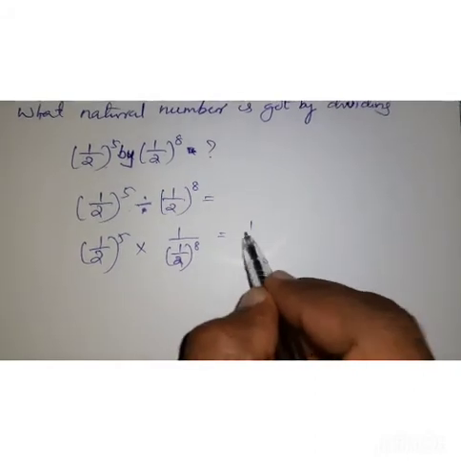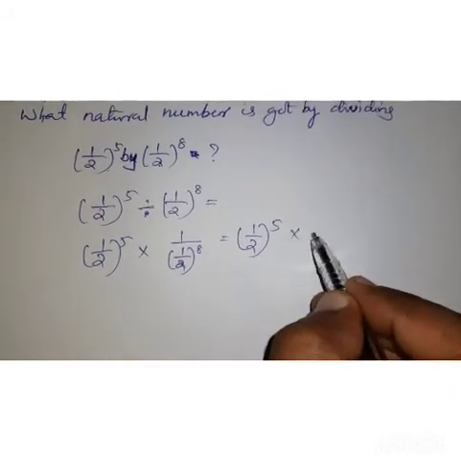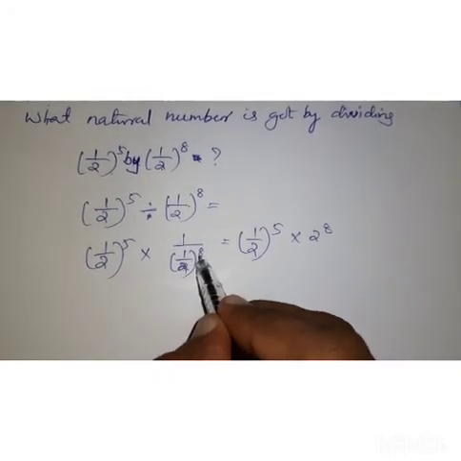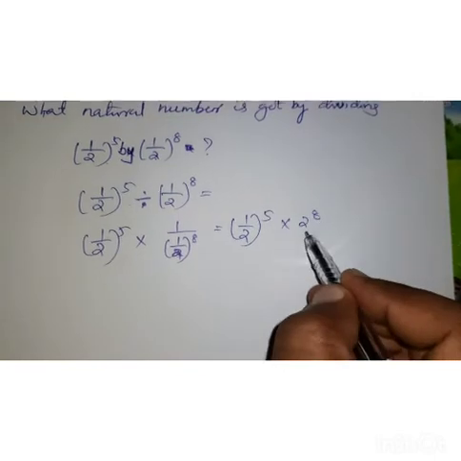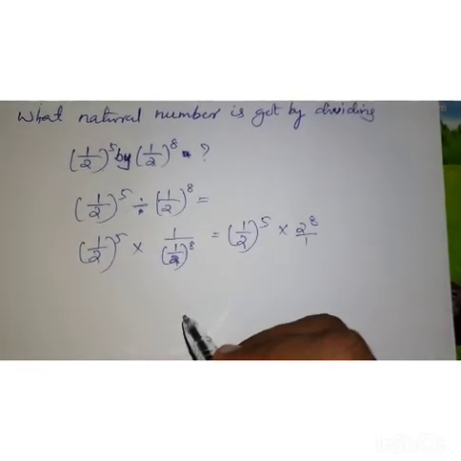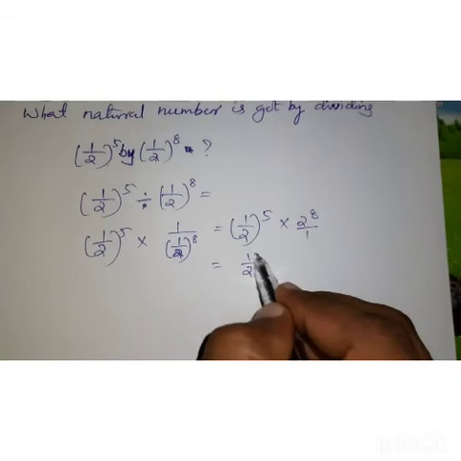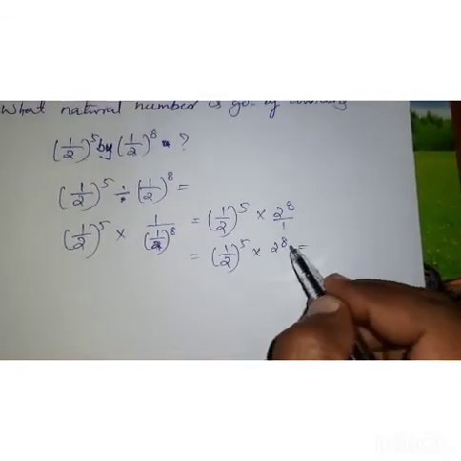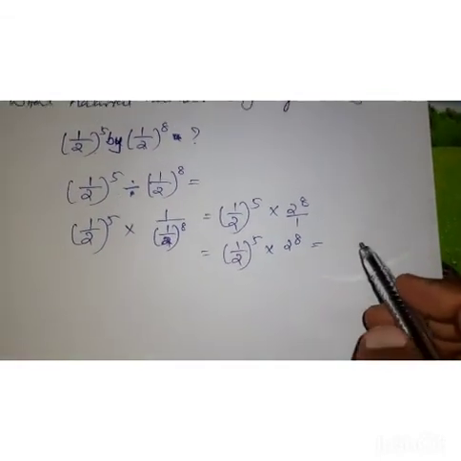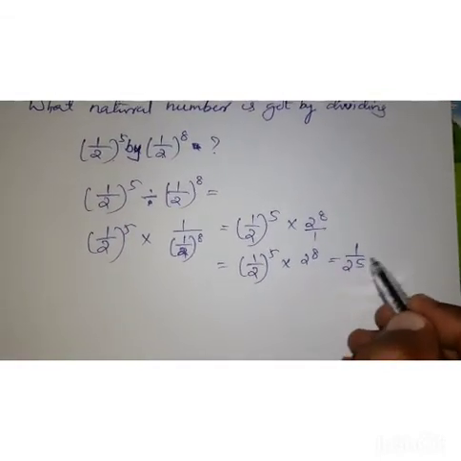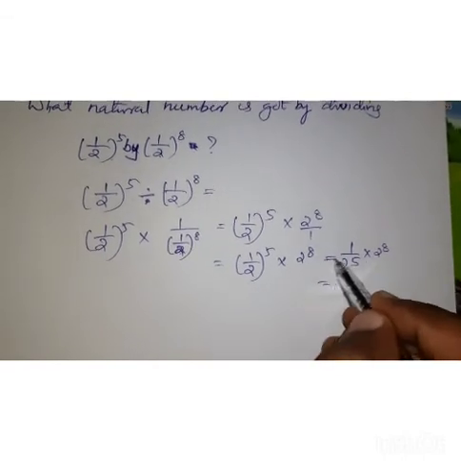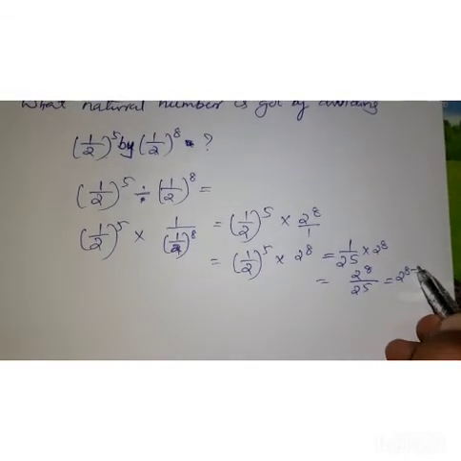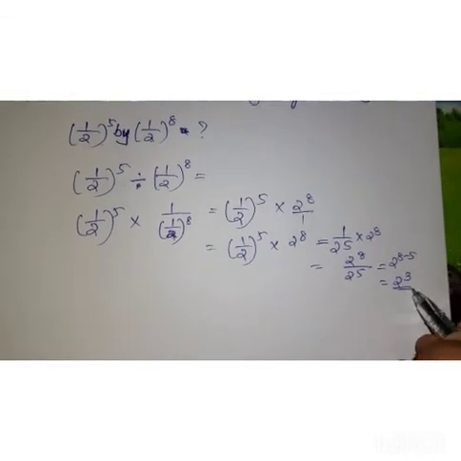So it is 1 by 2 raised to 5 into 2 raised to 8. 1 by 1 by 2 raised to 8 means 2 raised to 8 by 1. Take the reciprocal of this one. So it is 1 by 2 raised to 5 into 2 raised to 8. So it is 2 raised to 8 divided by 2 raised to 5. It is 2 raised to 8 minus 5. You get 2 raised to 3.